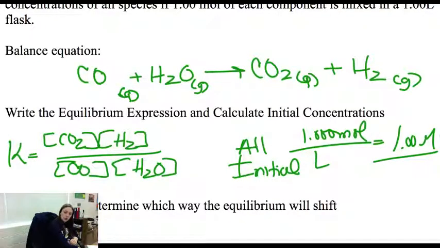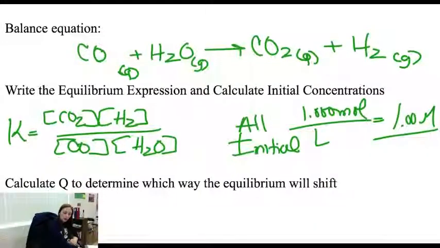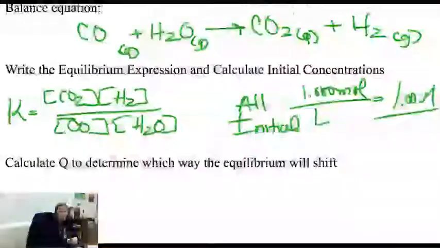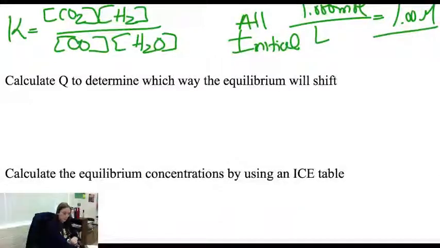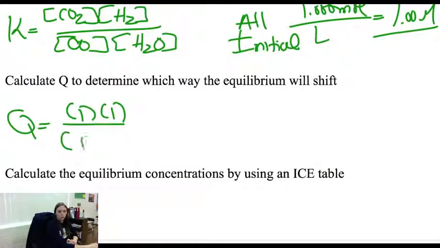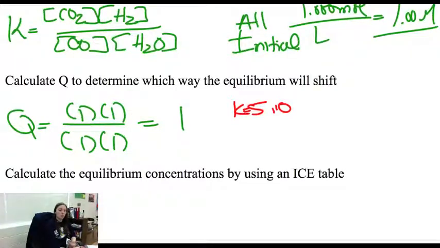Okay, now I'm going to calculate Q and decide which way the equilibrium is going to shift. Now you have one of everything. That includes products and reactants. Q is the same thing as K, just with initial values. So my initial values are all 1, so I'm going to have 1 times 1 over 1 times 1, which is going to be, oh look at that, my Q is 1. And now I compare that to my K. Now the K value is actually 5.10. So if my K is 5.10, how does that compare to 1?